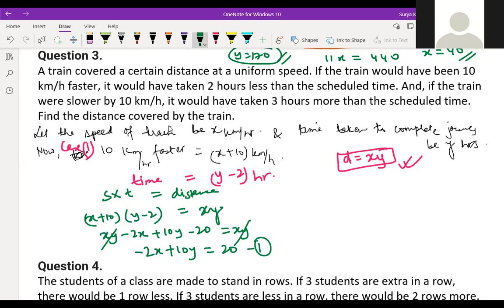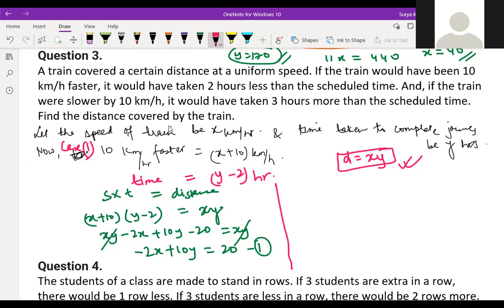Is it clear, children? This is the first equation. So I'm getting the first equation as minus x plus 5y is equal to 10. If you solve this, you'll get the same thing because you're dividing by 2, right? Yes, sir. So now, this is the first equation, children.